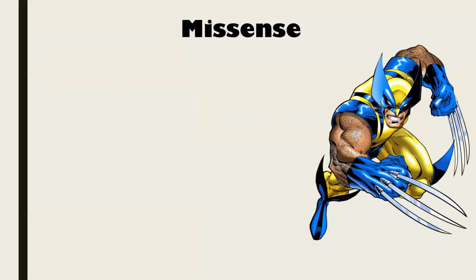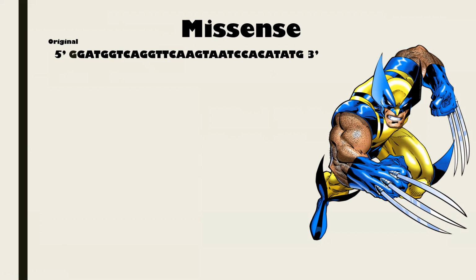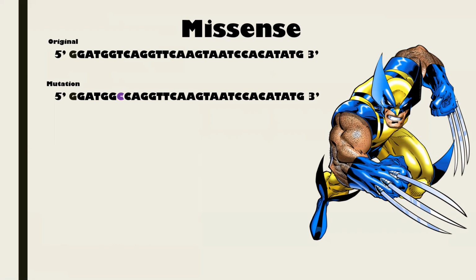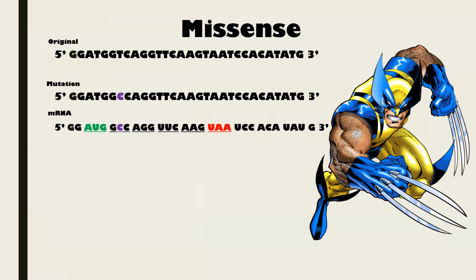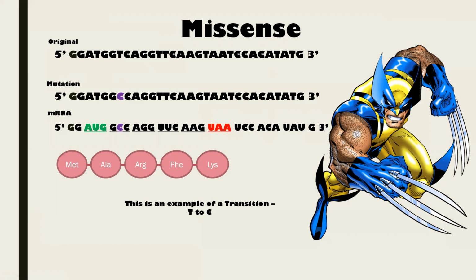For example, Wolverine, he gets his powers from a missense point mutation. A missense point mutation changes what was one of the original proteins to another protein. We can complete this by changing a T in the original to a C, which will change what was once a VAL protein in the original to an ALA protein. And this is an example of transition as we change the T to a C.